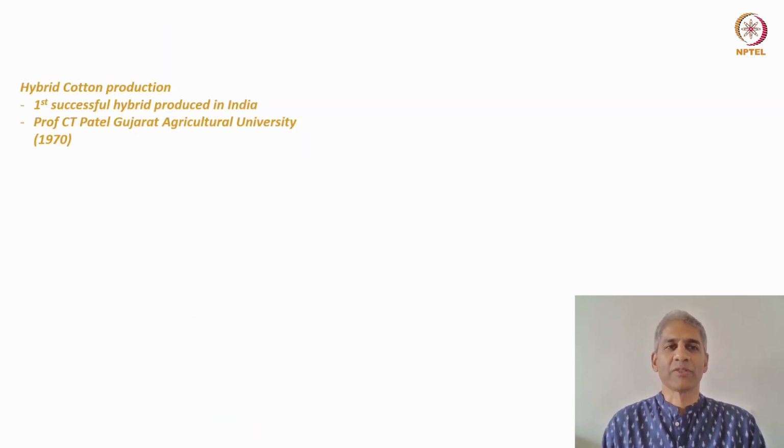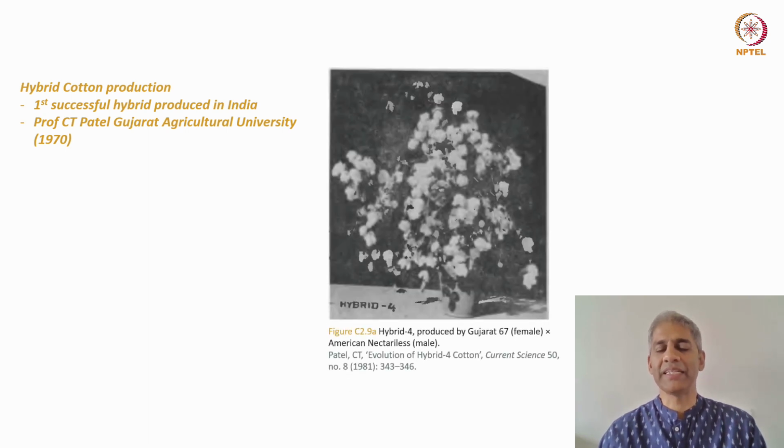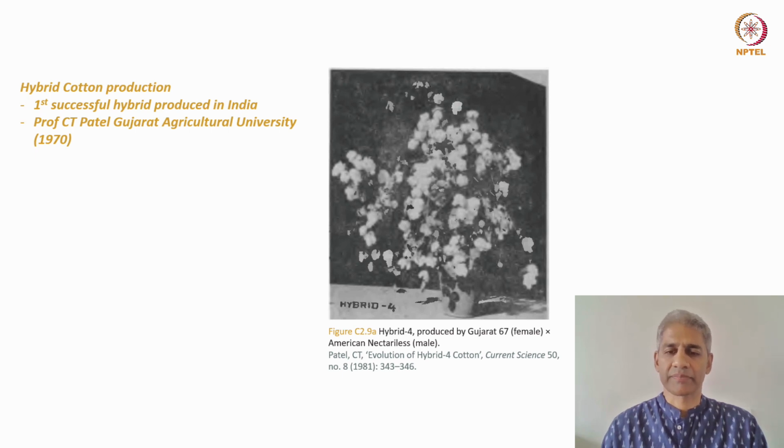So a similar program was followed for cotton, and actually the first successful cotton hybrid was produced in India. This was done by Professor C.T. Patil at the Agricultural University in Gujarat. And after many trials, he produced a hybrid which was particularly promising, which was called Hybrid 4. And this was done by crossing two varieties, which were called Gujarat 67 and an American Nectariless variety.